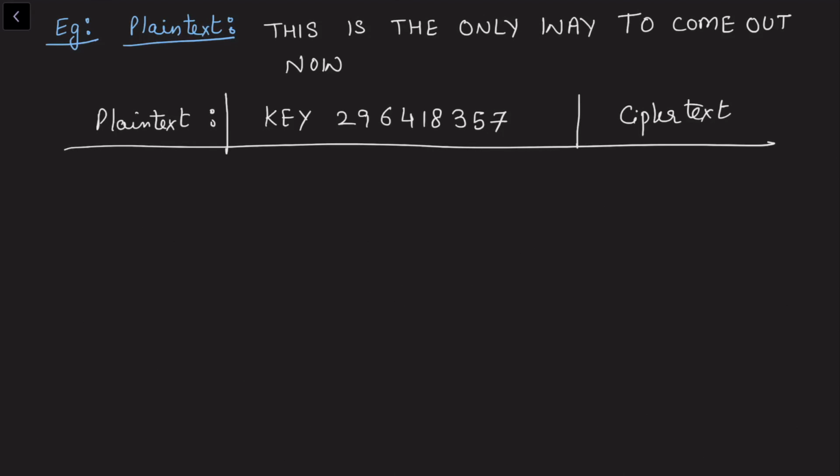So now in this example which we have just done, let's consider this plain text again: this is the only way to come out now. In this plain text I am using the given key, and from here you can see the largest digit we have is 9. So that means there are 9 columns. We want to encrypt our message into the columns, so let's write down the text into the columns first.